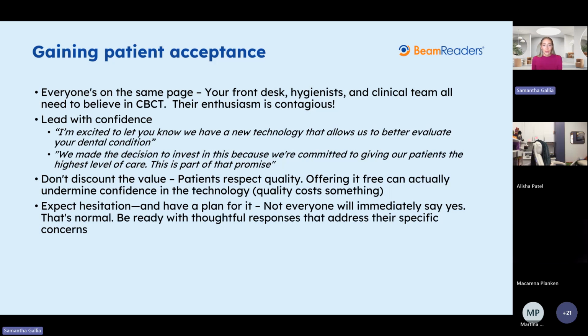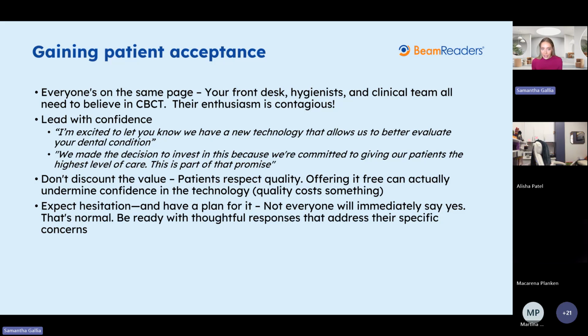And then moving on to our last section. We're doing pretty good with time. This is the last thing we're going to talk about today before I open it up to questions, but gaining patient acceptance. I'm going to go through some things that I have found to be helpful in offices integrating CBCT into their practice. The first one is that everyone's on the same page.